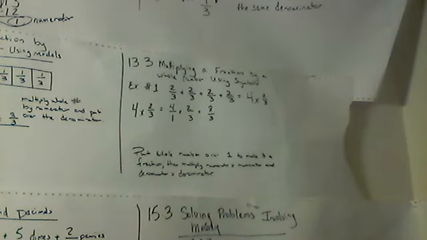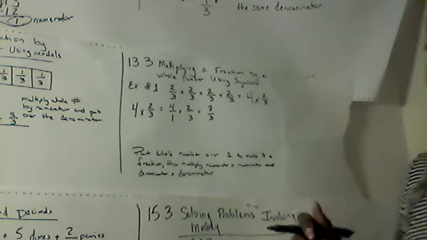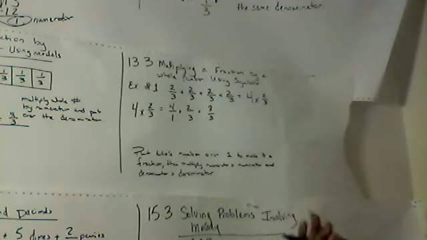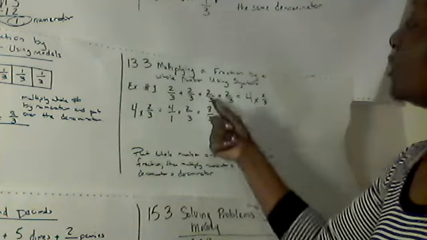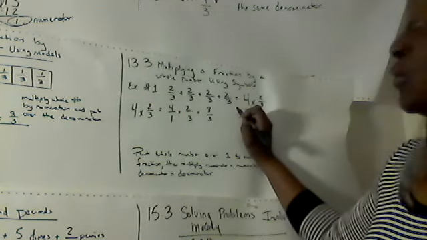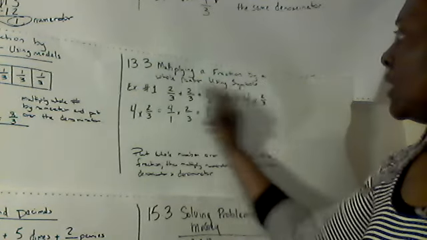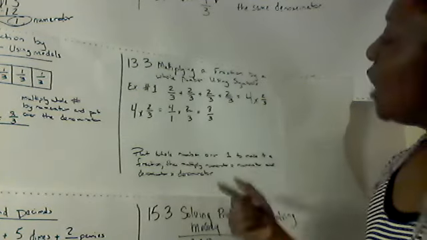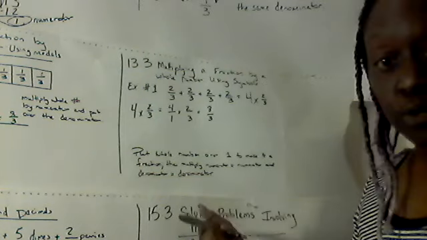The next section that I'm going to cover is 13.3, which is multiplying a fraction by a whole number using symbols. So I'm using example number 1, and that example says 2/3 plus 2/3 plus 2/3 plus 2/3 equals 4 times 2/3, because I have 4 2/3 fractions. So I'm trying to figure out what my fraction is going to be equal to.